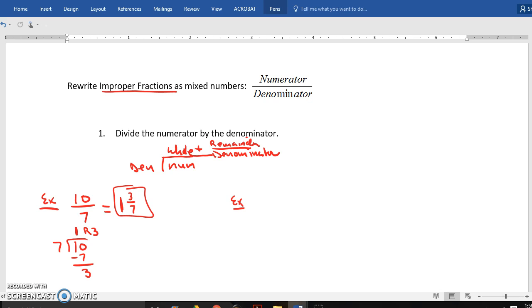Let's take another example, 25/4. Again, we're going to divide. We take 25 divided by 4. How many times does 4 go into 25? 6 whole times. When I multiply to figure out my leftovers, 25 minus 24 is 1. I have nothing to bring down here. 4 does not go into 1, so my remainder is 1. So how do I write my mixed number? It's going to be 6 and 1 out of the denominator 4, and that would be my mixed number.